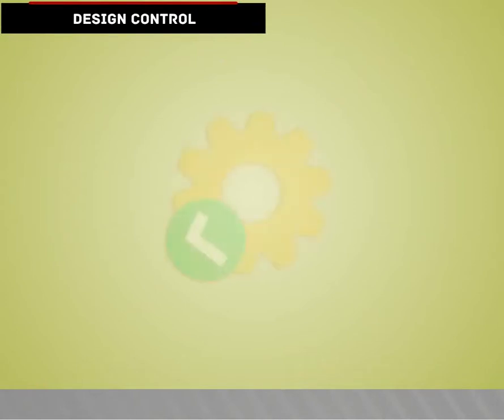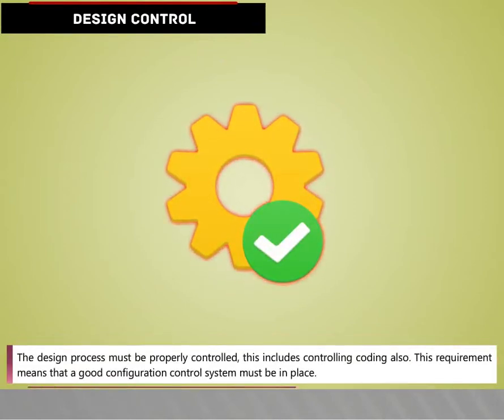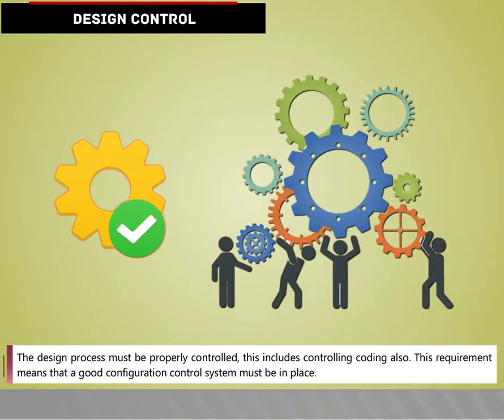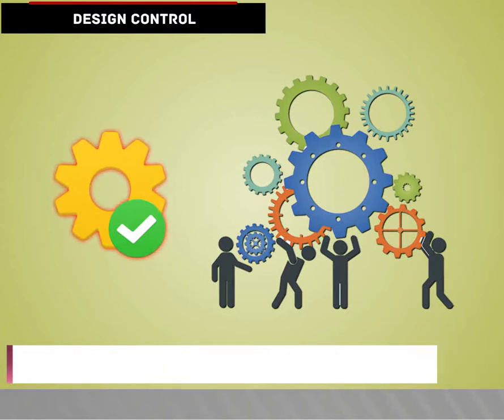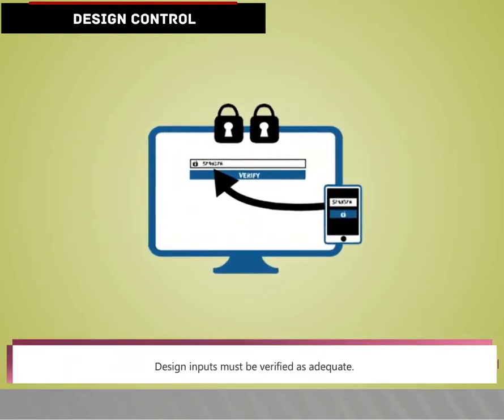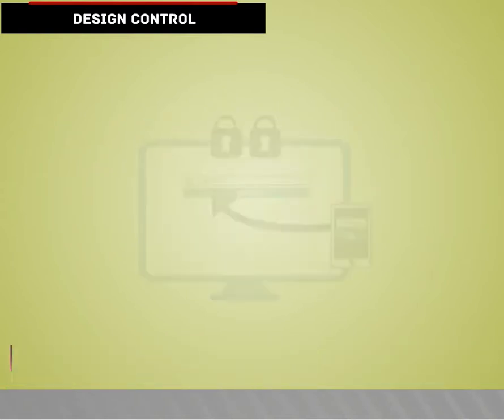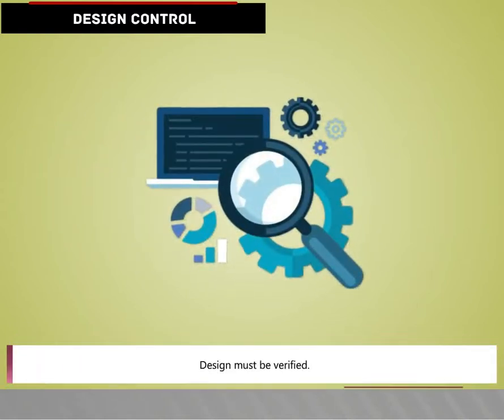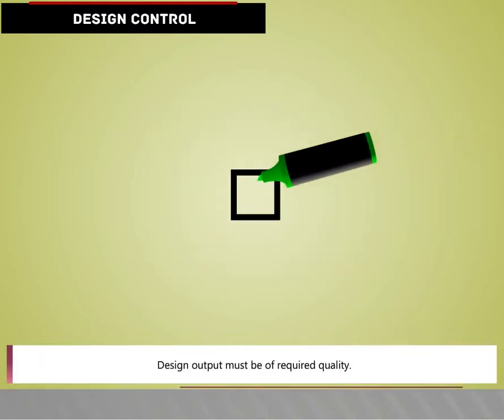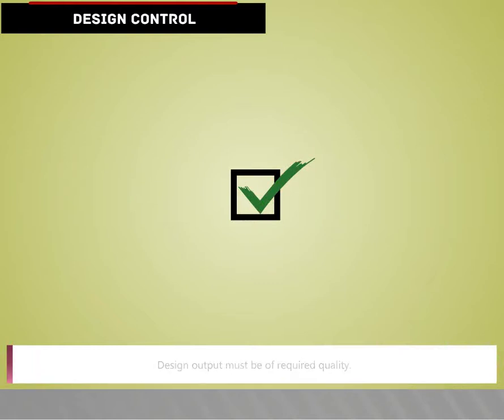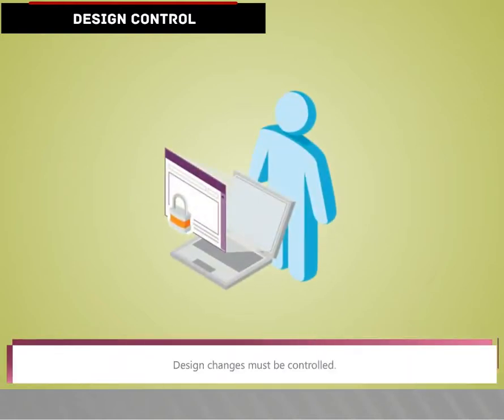Design control. The design process must be properly controlled. This includes controlling coding also. This requirement means that a good configuration control system must be in place. Design inputs must be verified as adequate. Design must be verified. Design output must be of required quality. Design changes must be controlled.